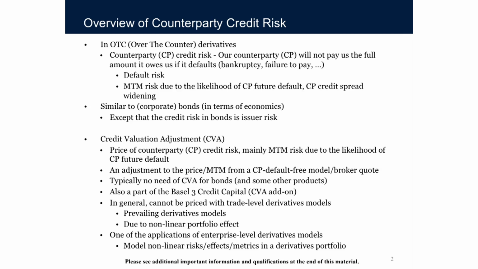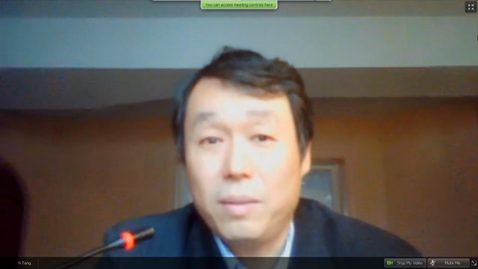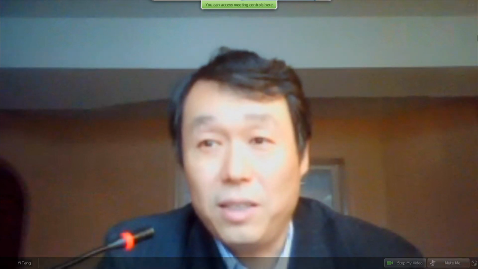Okay. However, the question is, before the counterparty defaults, do we have any other risks? Imagine you have a case where your counterparty will pay you in 10 years. Okay, so it doesn't need to pay you anything. Then the question is, are you concerned about counterparty risk or not? Well, the answer is yes. As many of you probably know, it's the market risk due to the likelihood of a counterparty future default.